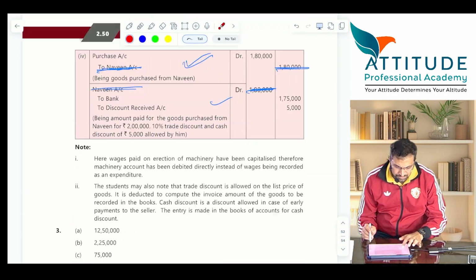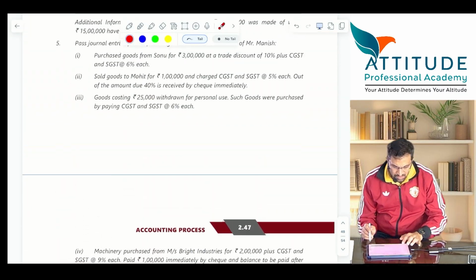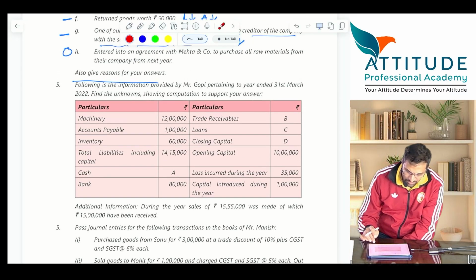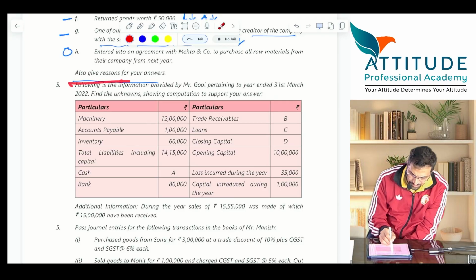Fifth. Question number 5. Yes, come on. Look at what is given. From the following information.